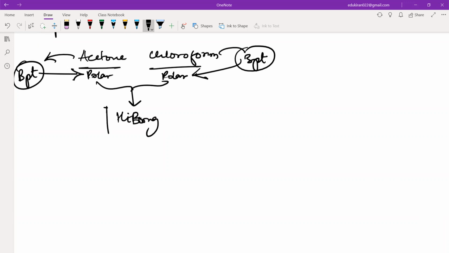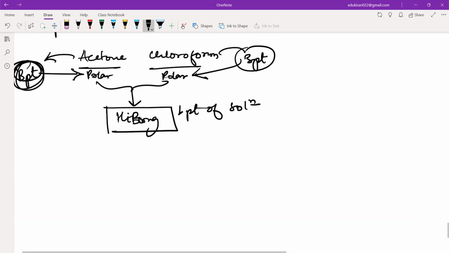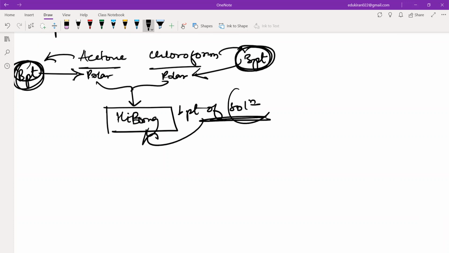But when I mix these two things, I have a completely new intermolecular force of attraction, and the boiling point of the solution will neither depend on the boiling point of acetone nor on the boiling point of chloroform. The boiling point of the solution will depend on hydrogen bonding, and that is why this solution will have only one boiling point, right? The complete solution will boil at one temperature.